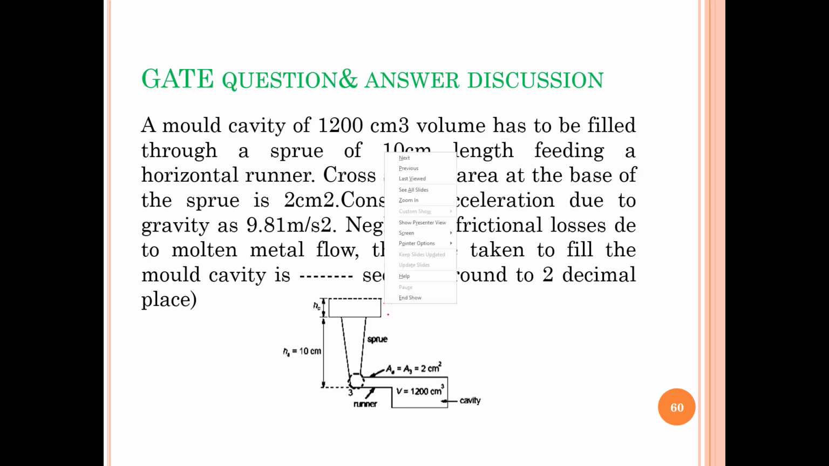Pouring basin, sprue. Here we have the runner. This is the mold cavity. So the volume of the mold cavity is given, and the cross-section area of the sprue is given here, and the length of the sprue is also given in the question. Now we have to calculate the time taken to fill the mold cavity.